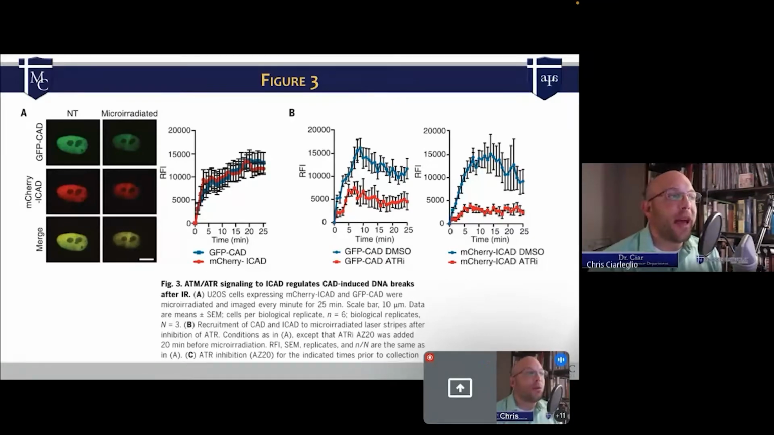So both of them have DMSO. When they introduce the inhibitor, you'll see the red dots. The red dots have the inhibitor for ATR. You actually see a significant decrease in the reflectivity of mCherry, because ATR is the direct contact for ICAD. So if you turn it off, it can't behave the way it's supposed to.